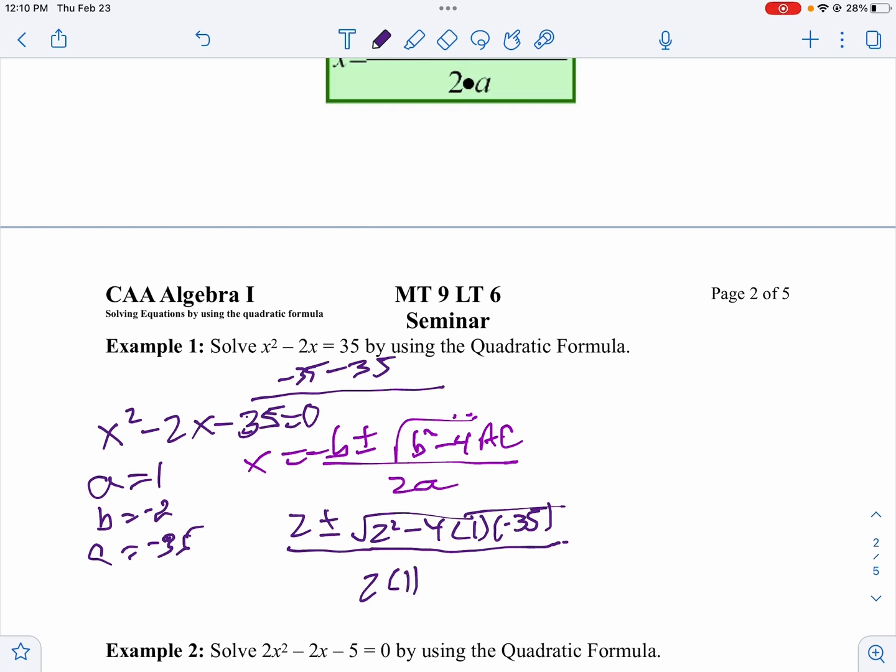Now we're just going to simplify that. So I'm going to go 2 plus or minus the square root of 2 squared, which is 4. A negative times a negative is a positive. So it's 4 times 35, which is 140. So I'll go 4 plus 140 all over 2. Simplify a little bit more. 2 plus or minus the square root of 144. My pen does not want to write for some reason.